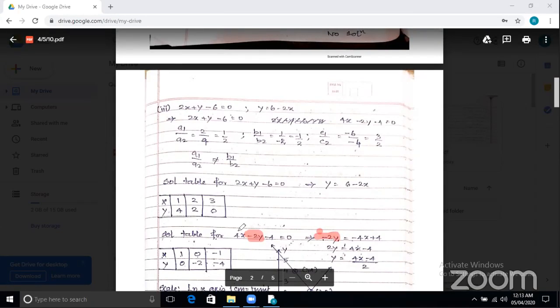Take the other thing, this 4 here, and this minus 4 here. Any doubt? No doubt, sir. Minus 4 will become plus 4. Any doubt here?